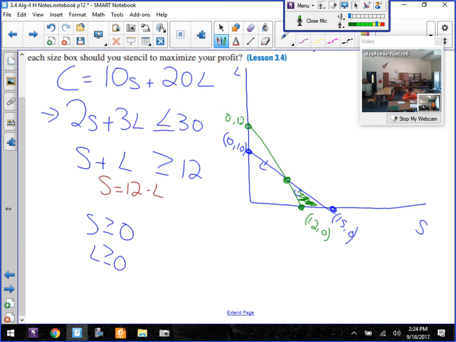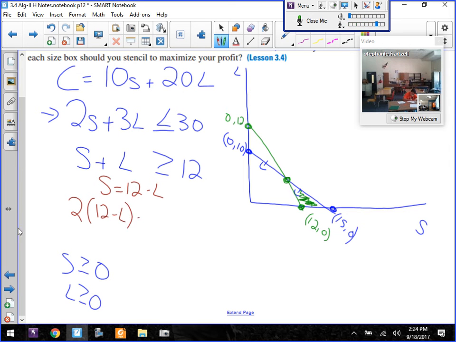Okay? So I'm going to solve that system like that. So I know that's 2 times the quantity 12 minus L, plus the 3L, is 30. Which means S is 6. So we have an ordered pair here at 6 and 6.